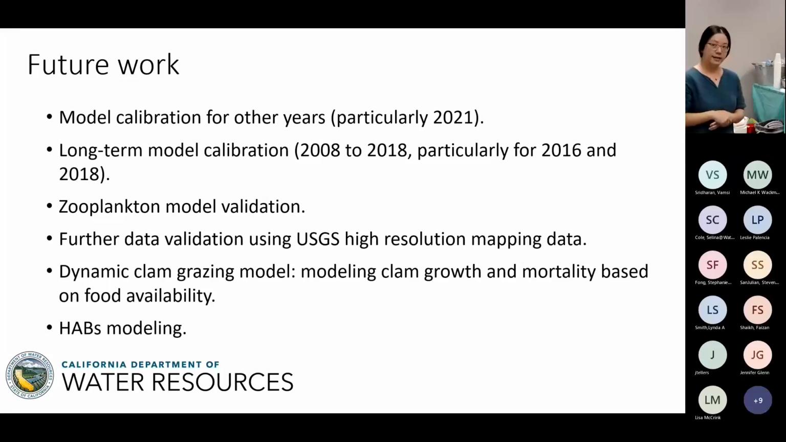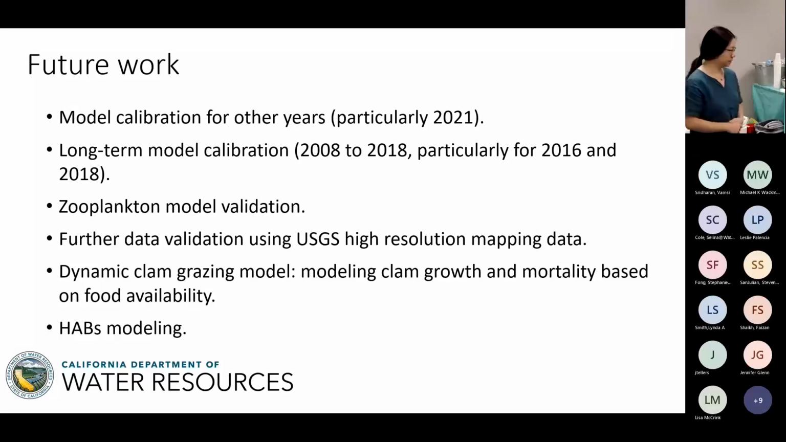Next, I would like to explore whether we can validate the model with the zooplankton data. I also haven't used the USGS high-resolution mapping data, which is a great data source that we would definitely like to use in the future. One solution to tackle this uncertainty or data gap for the clam grazing data is that we may develop a dynamic clam grazing model in the future, and I think that feature is already in the SFEI model.